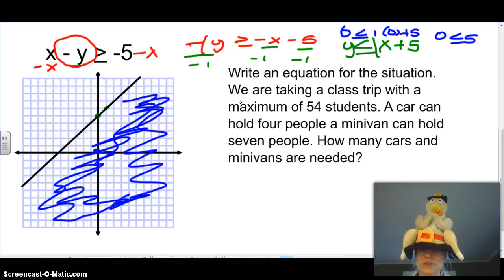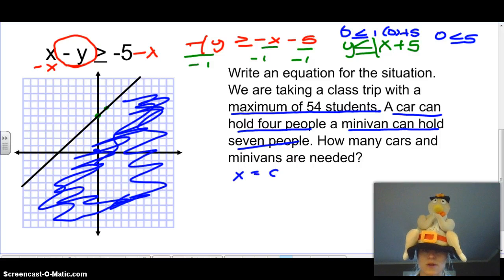All right, the last one is an inequality. Write an inequality for the situation. We're taking a class trip with a maximum of 54 students. So that's going to be 54 or less, right? A car can hold 4 people. A minivan can hold 7. So we have a car can hold 4 and a minivan can hold 7. How many cars and minivans are needed? So I might say x equals cars and y equals minivans.